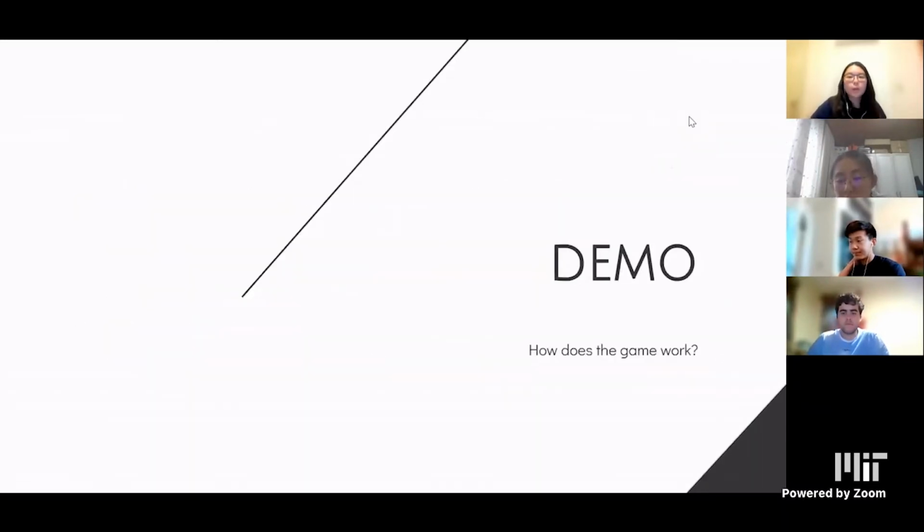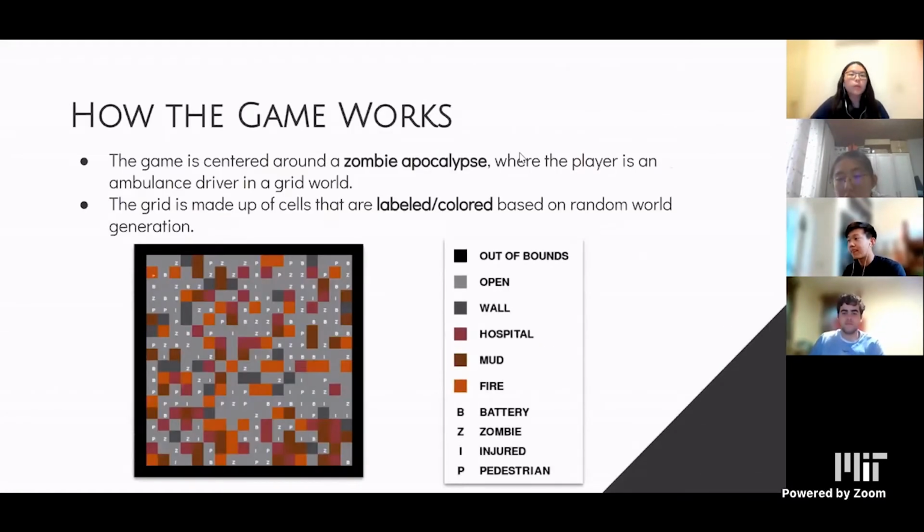So now we're going to talk about the original game and how we modified it. The game is centered around the zombie apocalypse, where the player is an ambulance driver in a grid world. The grid world is shown at the bottom, and you can see that the grid is made up of cells that are labeled or colored based on a random world generation. On the right, you can see a legend that basically tells you what cells correspond to what. For example, the purple reddish color cell on the grid signifies that it's a hospital.